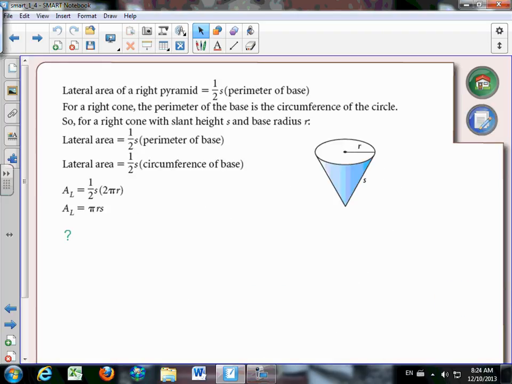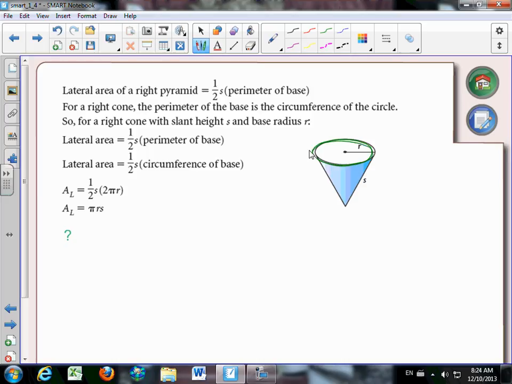So if we want to take a look at where the formula comes from, the lateral area of a right pyramid is equal to 1/2 the slant height times the perimeter of the base. For a right cone, the perimeter of the base is the circumference of a circle. That's, again, because the base of the cone is a circle, so the distance around the base is the circumference, which would be the perimeter or the distance around.